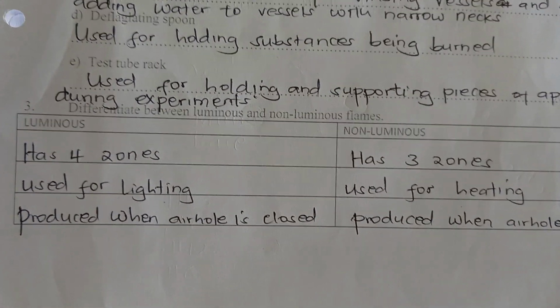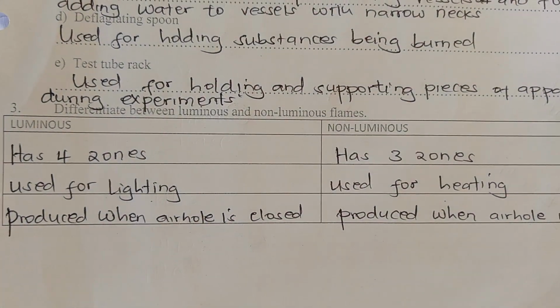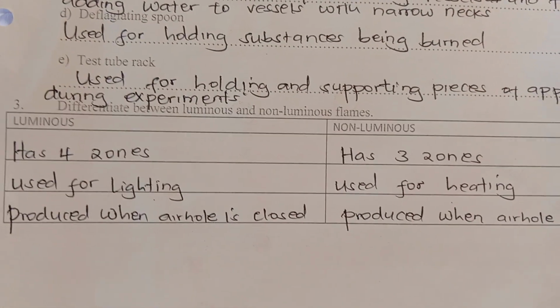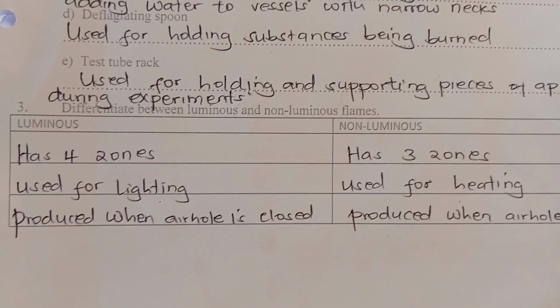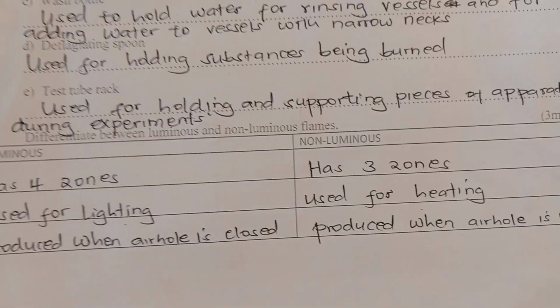Differentiate between luminous and non-luminous flame. Luminous flame has 4 zones, non-luminous has 3 zones. Luminous is used for writing, non-luminous is used for heating. Luminous is produced when the air hole is closed, non-luminous is produced when the air hole is opened.